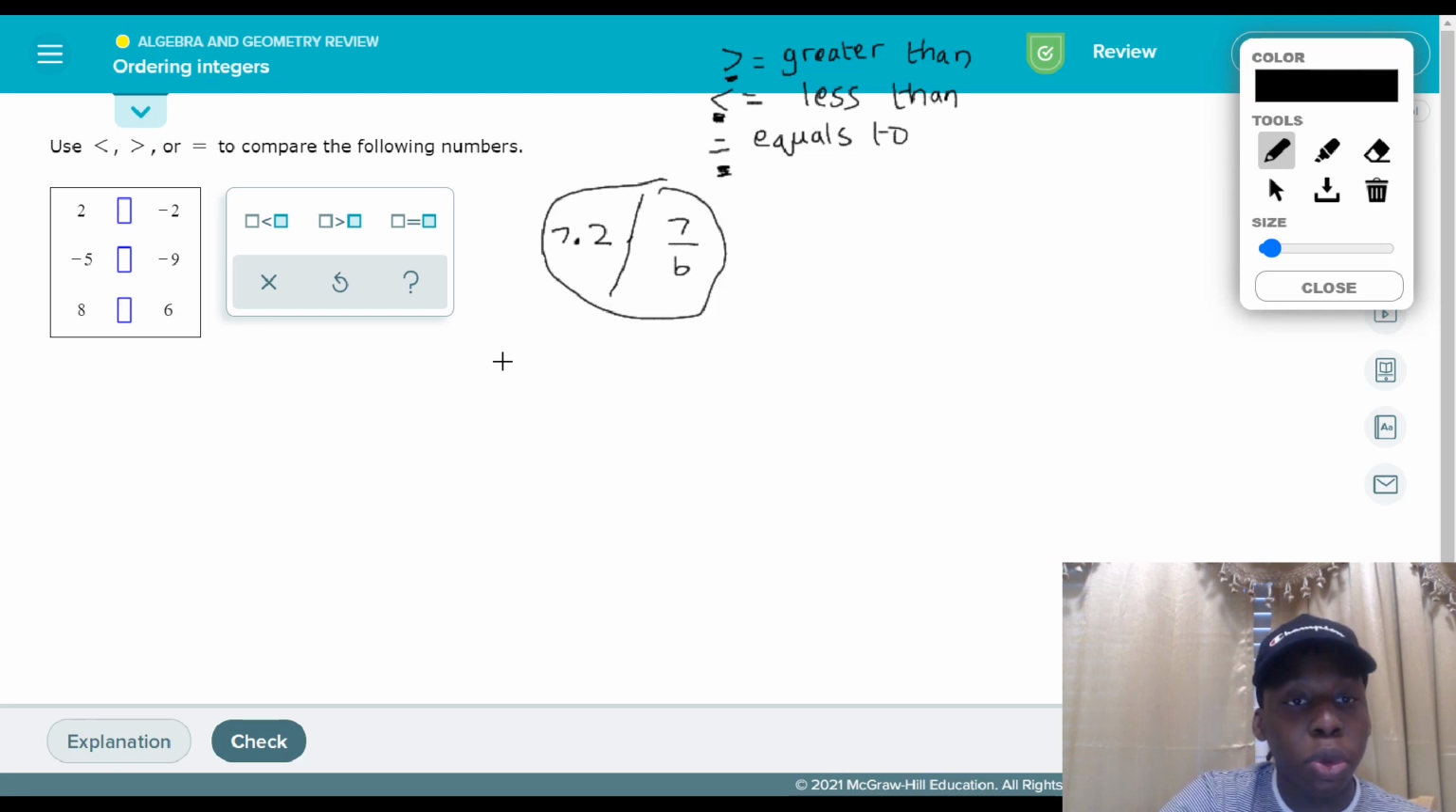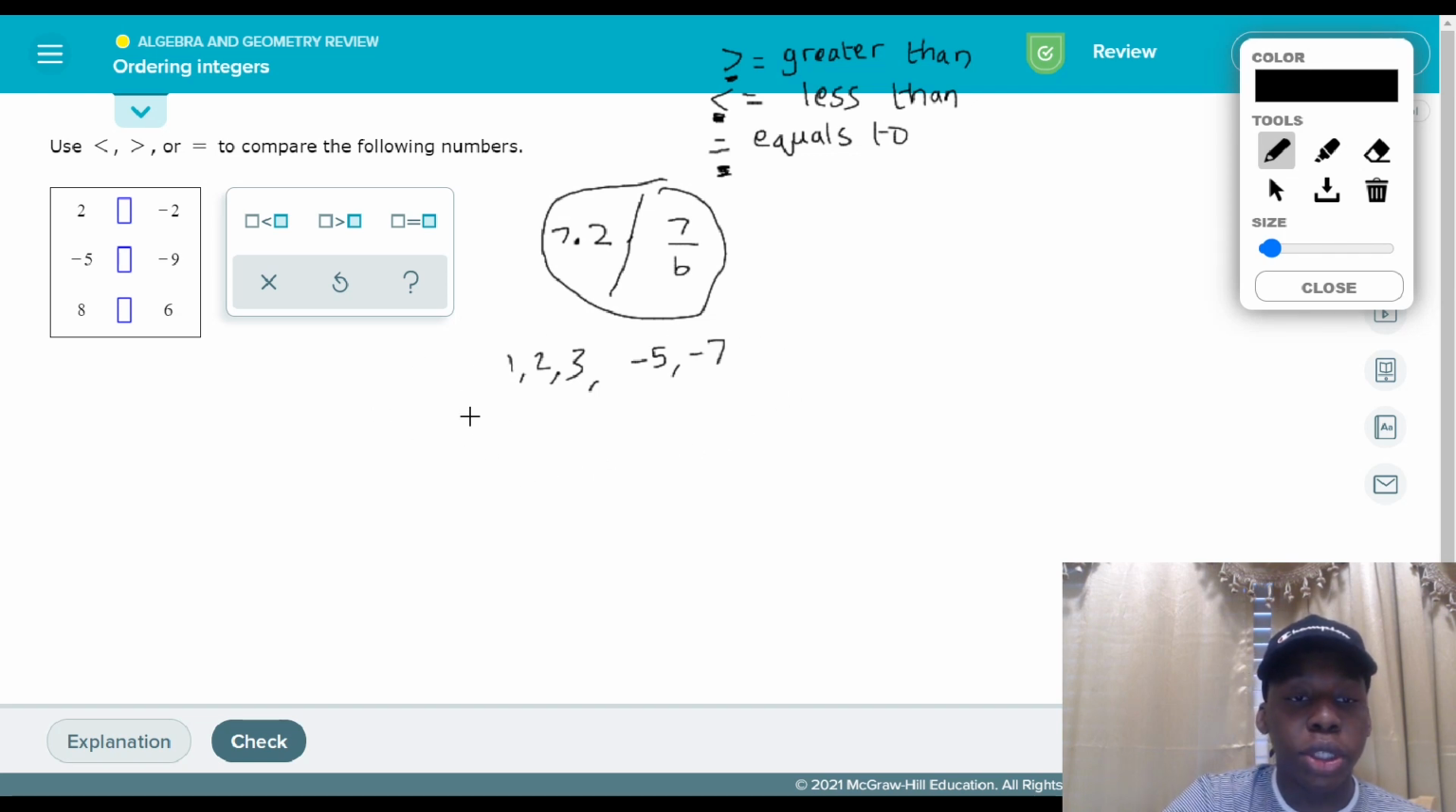Integers are normal numbers, like numbers we count, like 1, 2, 3. They can also be negative numbers, like -5, -7, all those numbers. These are integers, and in this question, we're going to be observing these integers.